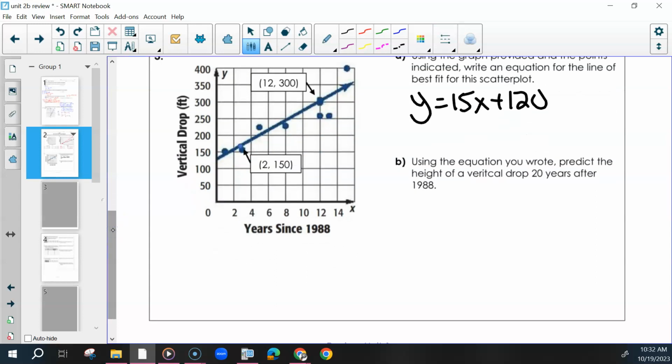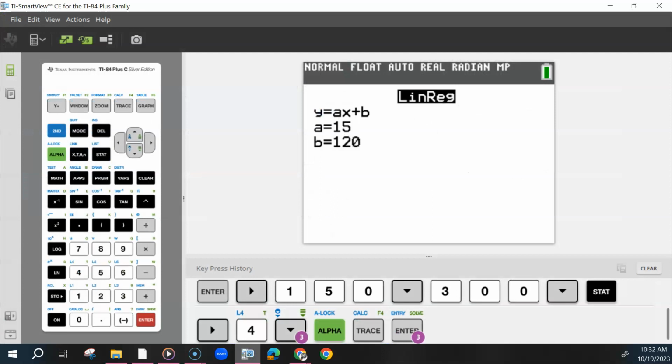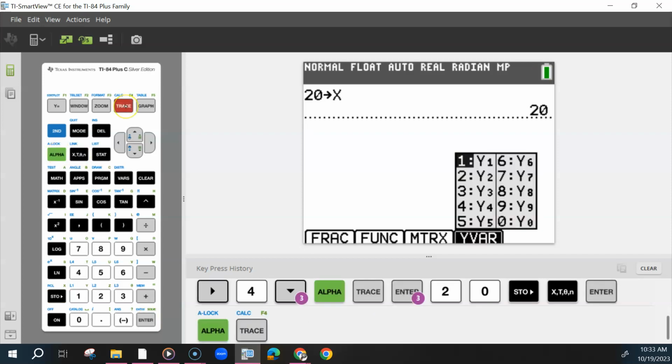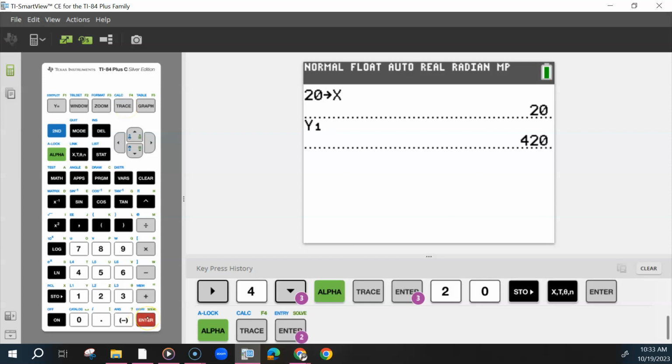Part B, we want to use the equation we wrote to predict the height of a vertical drop 20 years after 1988. So this is years after 1988. 20 years, we would just put in 20. So you could do one of 2 things, either put 20 in and then figure out what this is in the calculator, or store it as x: 20, STO, x, enter, and then alpha trace, enter twice.